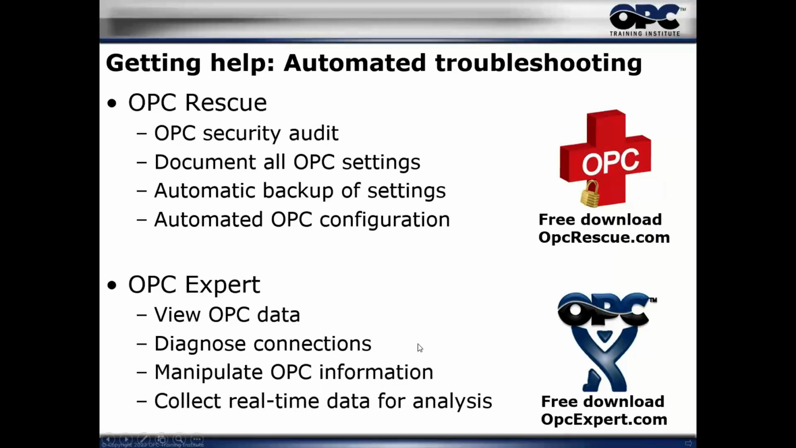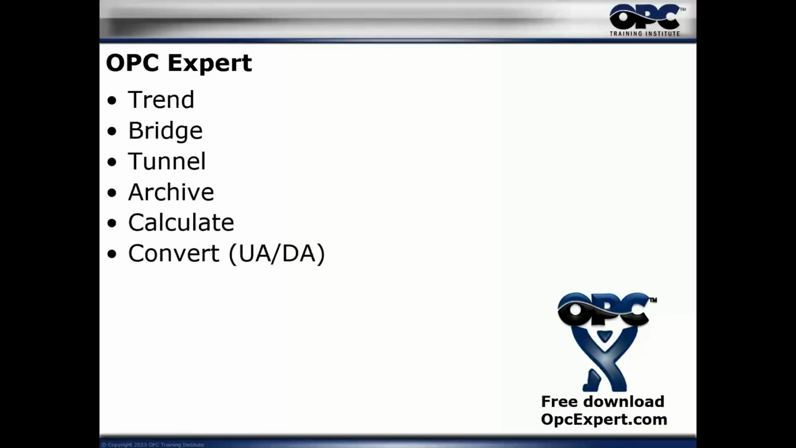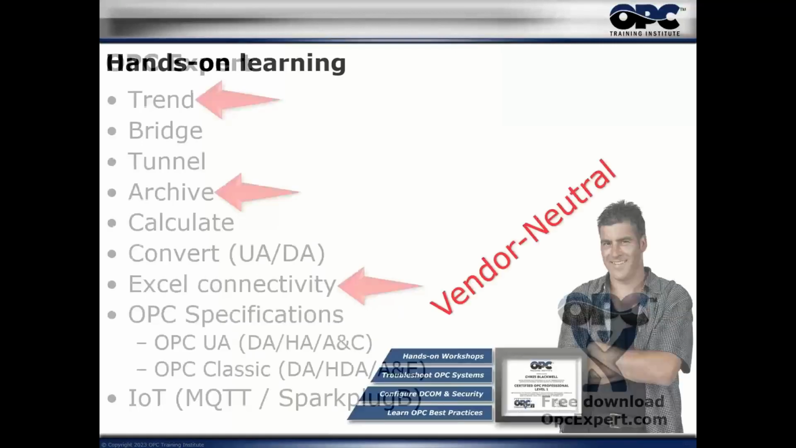So you can download it for free, and you can do your troubleshooting. With OPC Expert very specifically, you can do a whole bunch of activities like trending, bridging, tunneling. So you can archive, you can do calculations and so on. You can send messages to IoT. In this case, I showed you trending, I showed you archiving, and I showed you the Excel connectivity. Of course, you also saw how to send data to SQL Server.